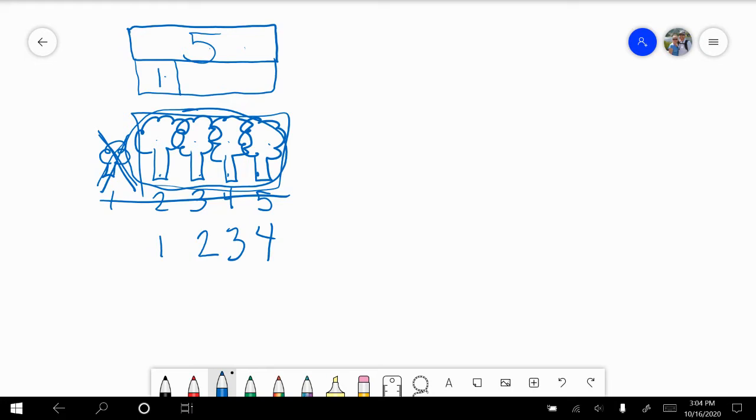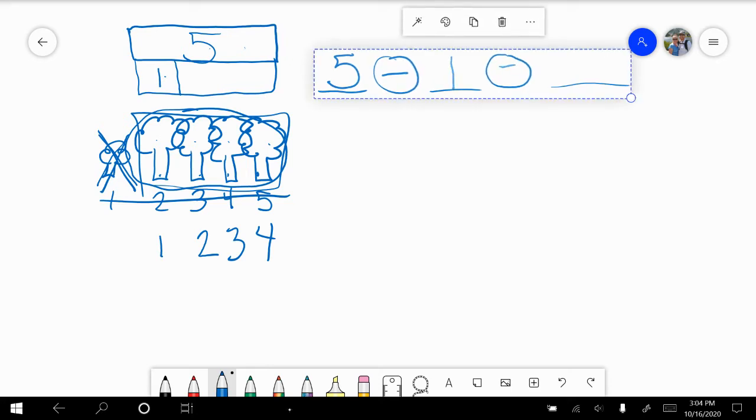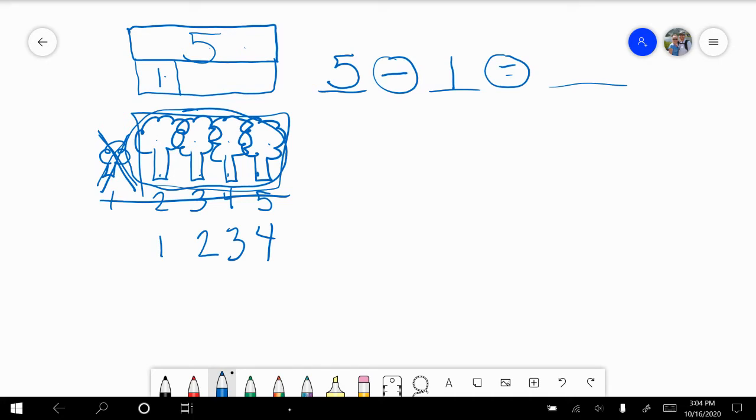To write my answer in a number problem, if this is what it looks like, I write 5 minus, it has to be the minus sign because we're taking away and not adding, minus 1 short tree equals 4. You'll notice if you have your hand up and you have 5 and you take 1 away, you're left with 1, 2, 3, 4 fingers standing.